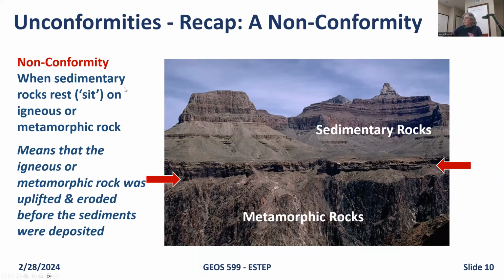So remember the definition, a nonconformity, in this case, we've got metamorphic rocks underneath. This, where I'm moving my cursor, is the actual nonconformity between the metamorphic rocks and these beautiful horizontally layered sedimentary rocks. And you can see they are continuous and horizontal.